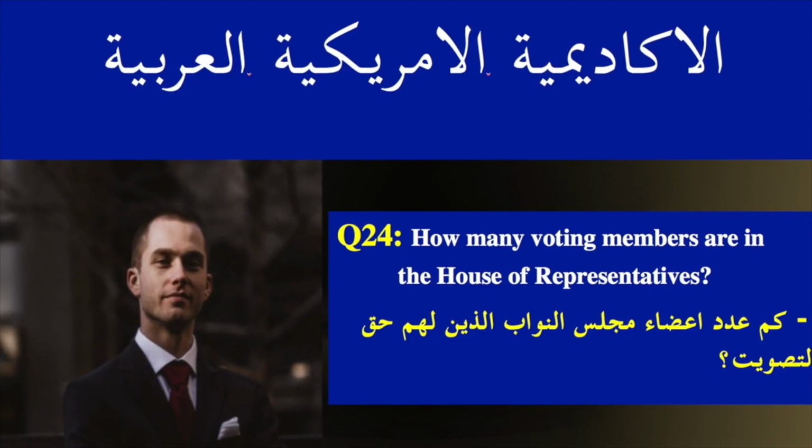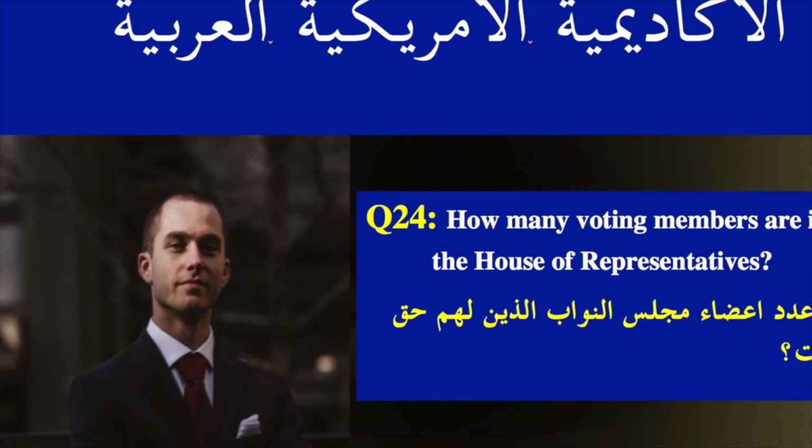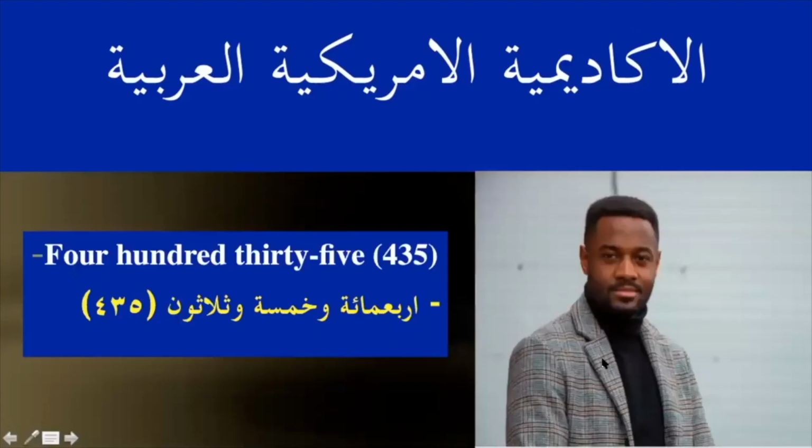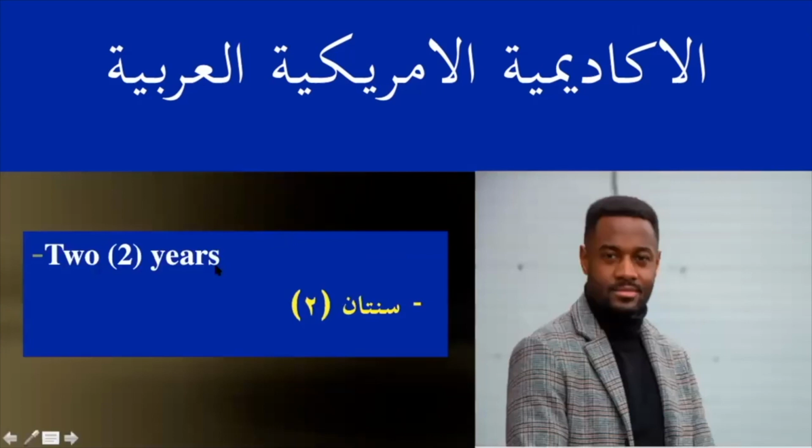How many voting members are in the House of Representatives? 435. Question 25. How long is a term for a member of the House of Representatives? 2 years.